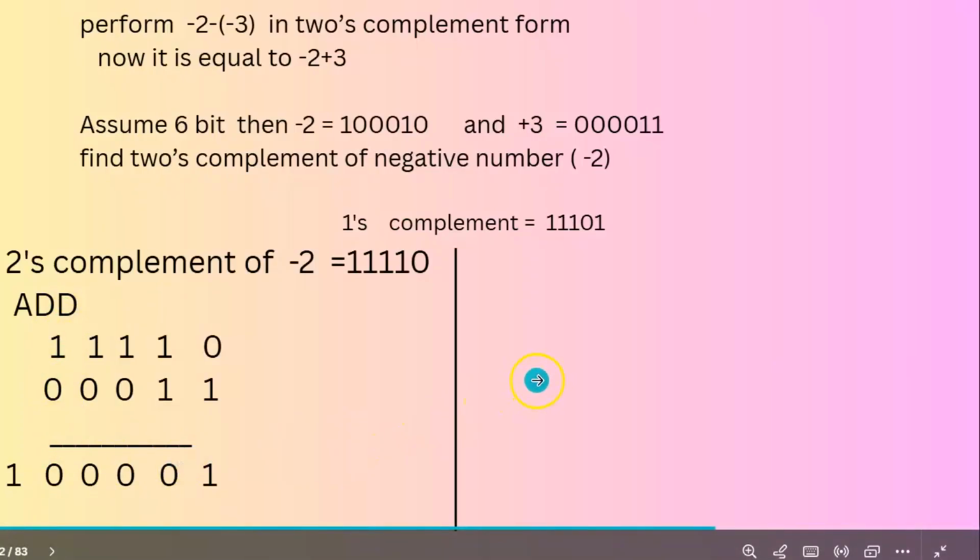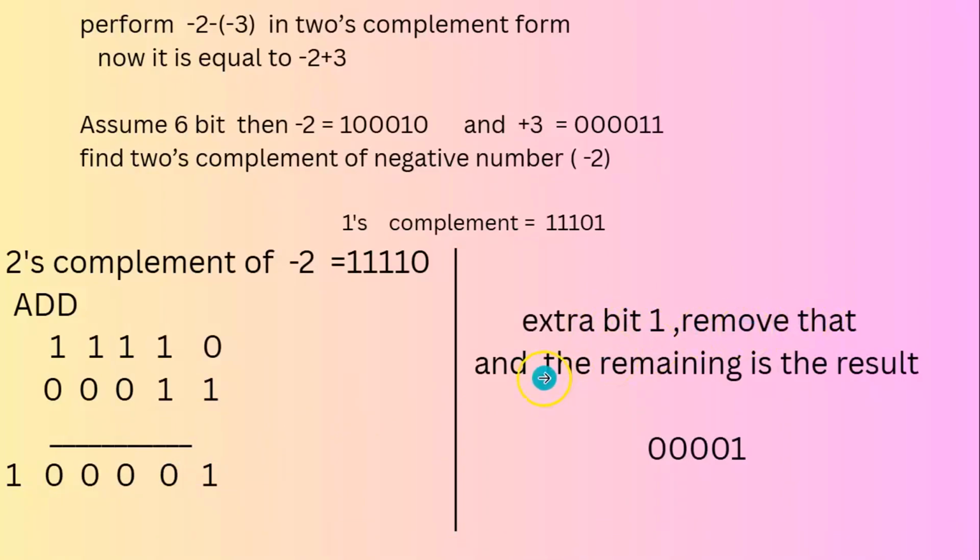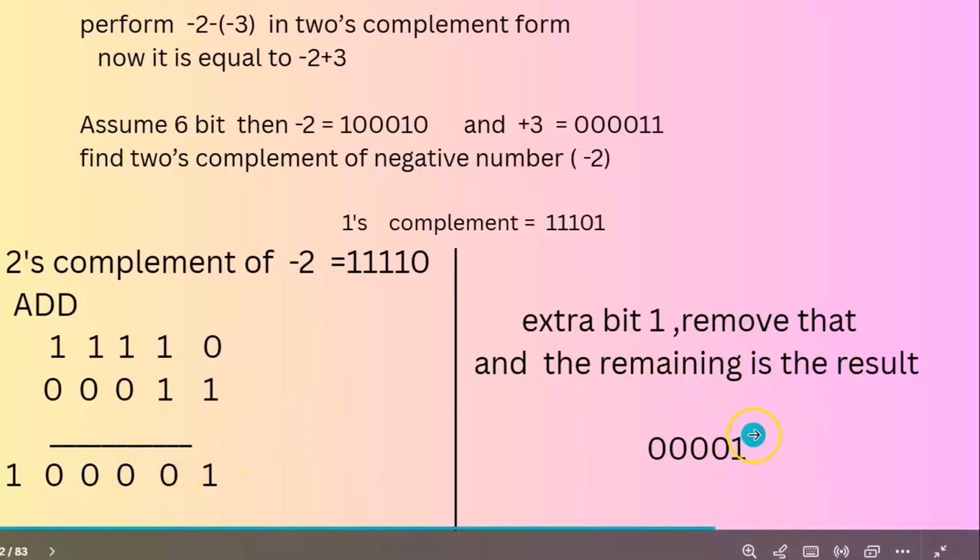Now we find the extra bit. As we find the extra bit 1, remove that, and the remaining is the result. So the extra bit is removed, and the remaining is the result. So what is the result of minus 2 plus 3? It is 1. So that is what we got in binary also.